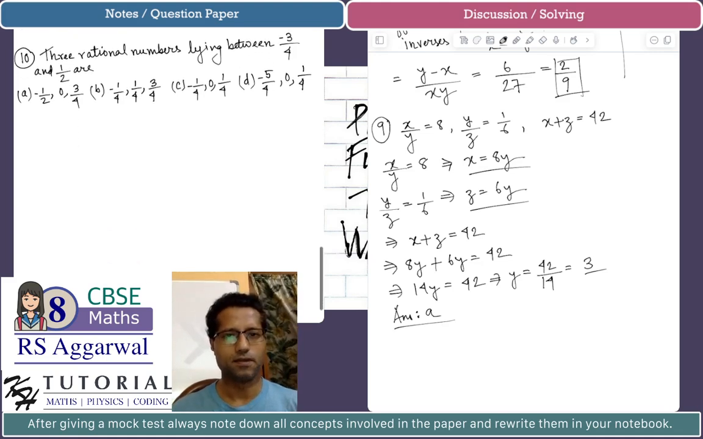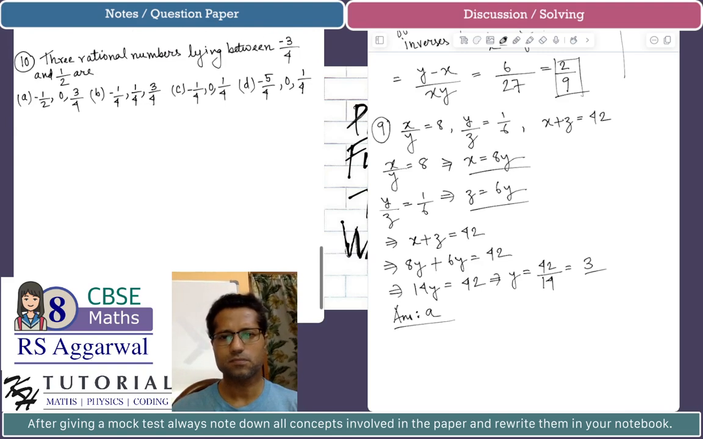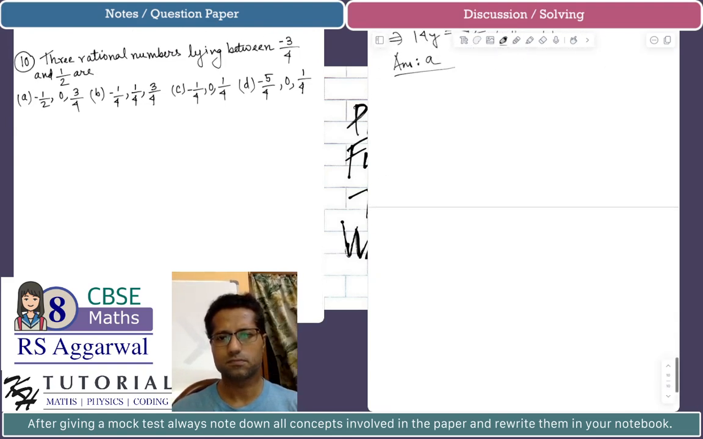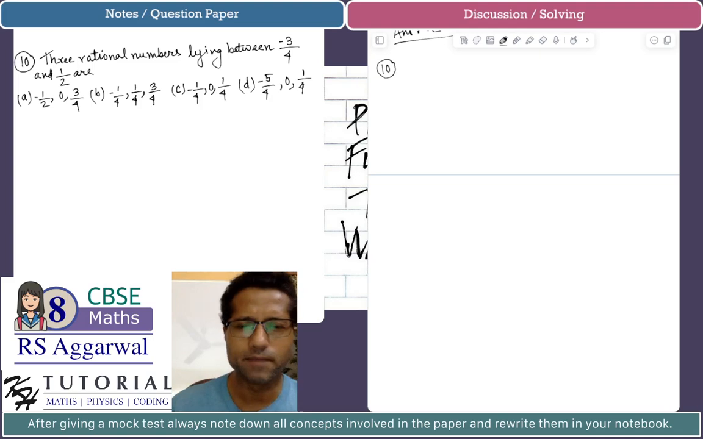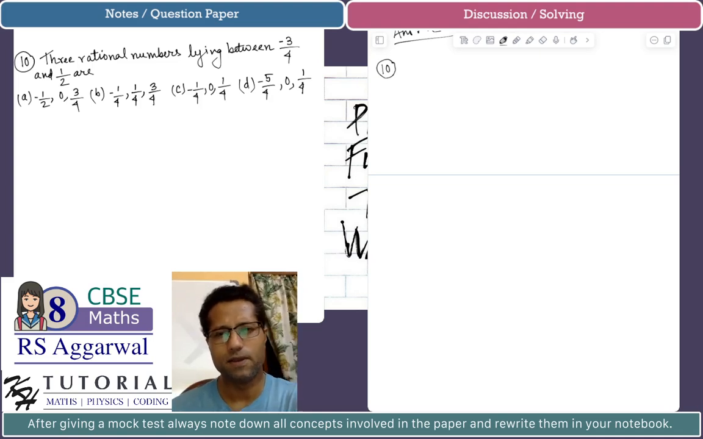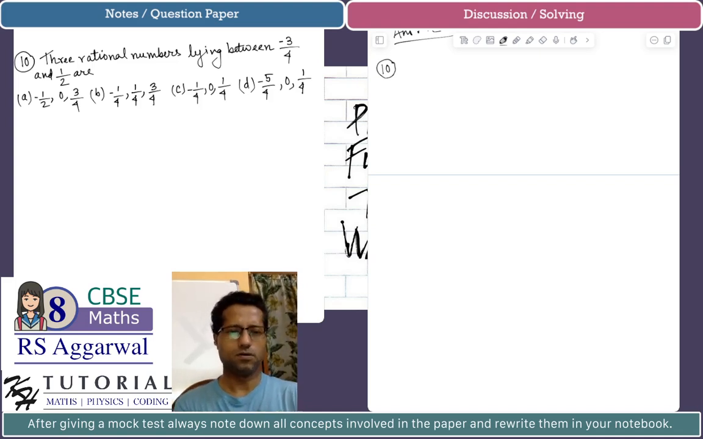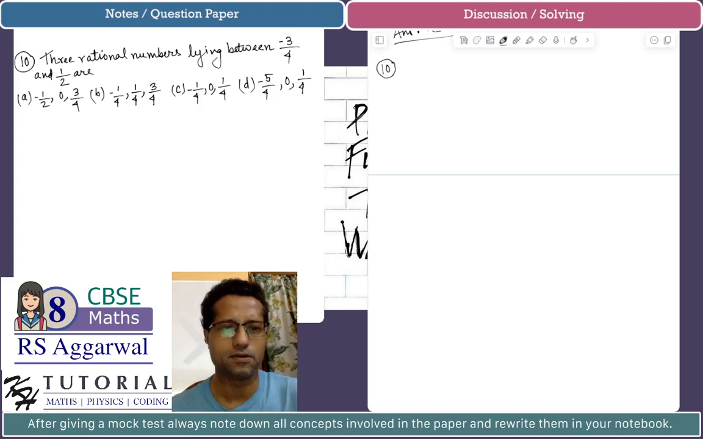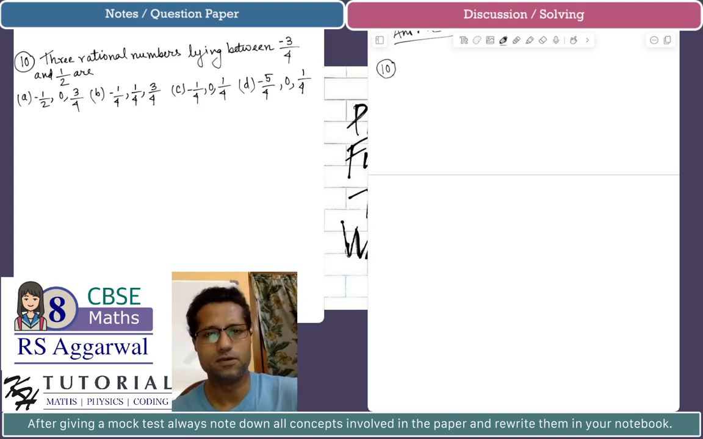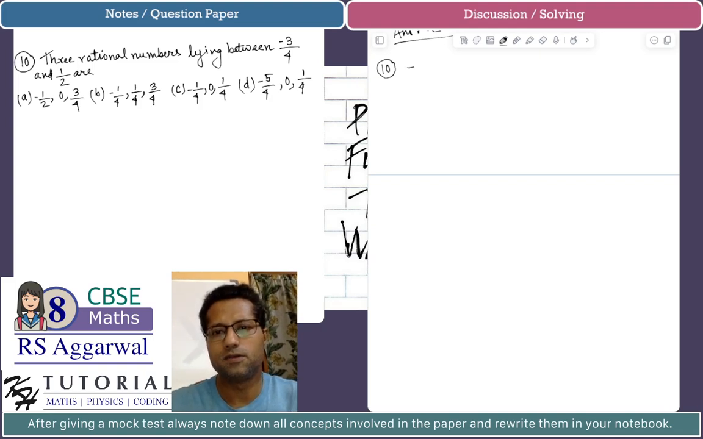Okay, let's do problem number 10, the last problem. Three rational numbers lying between minus 3 by 4 and half are. The choices are three, and in each choice there are three rational numbers. We have to choose which choice has three rational numbers that lie between minus 3 by 4 and half.